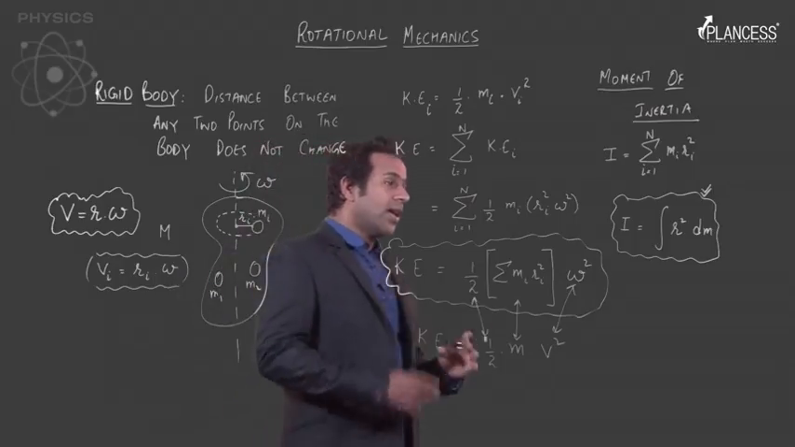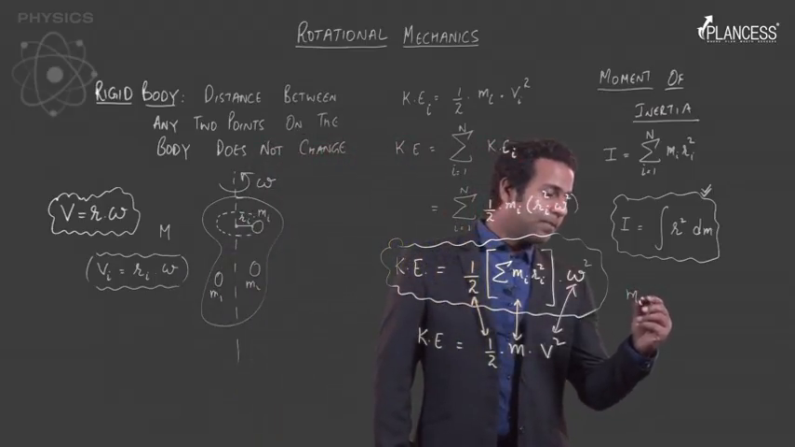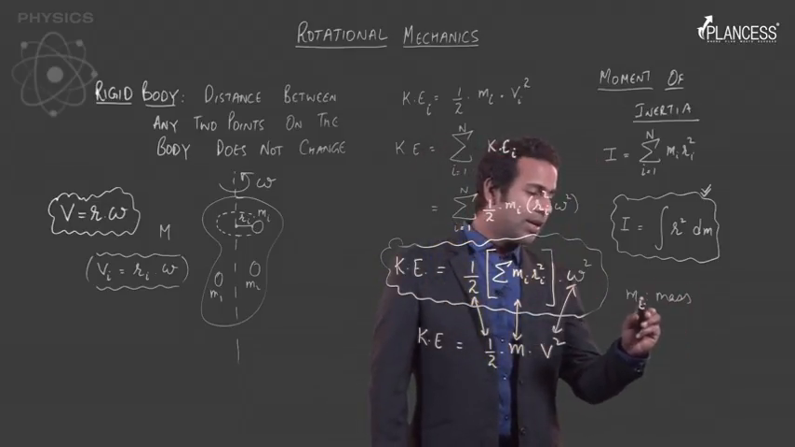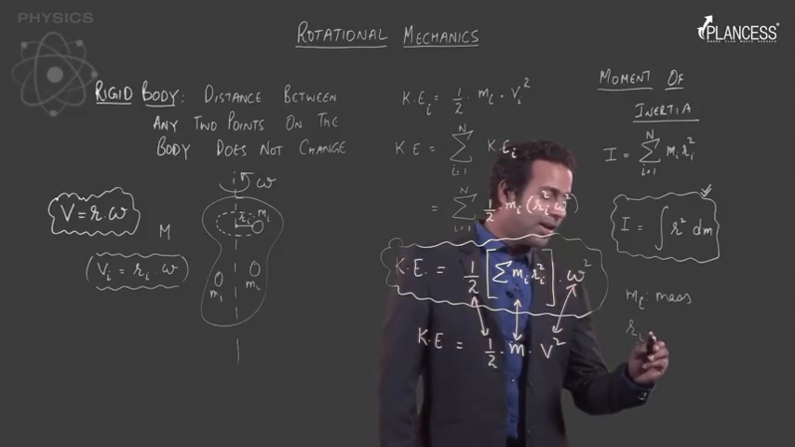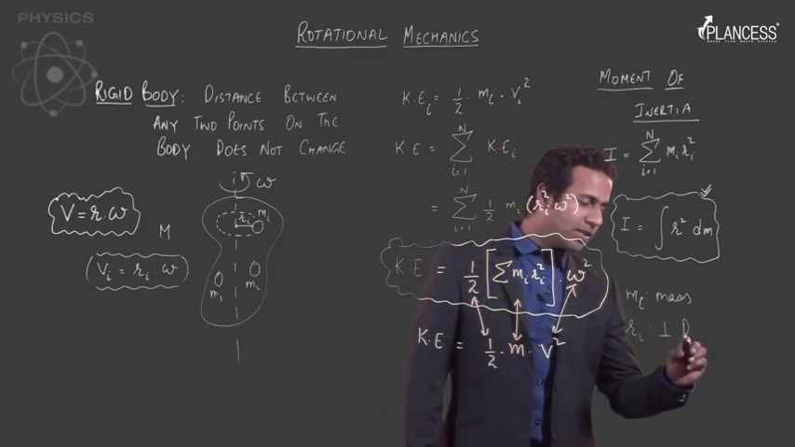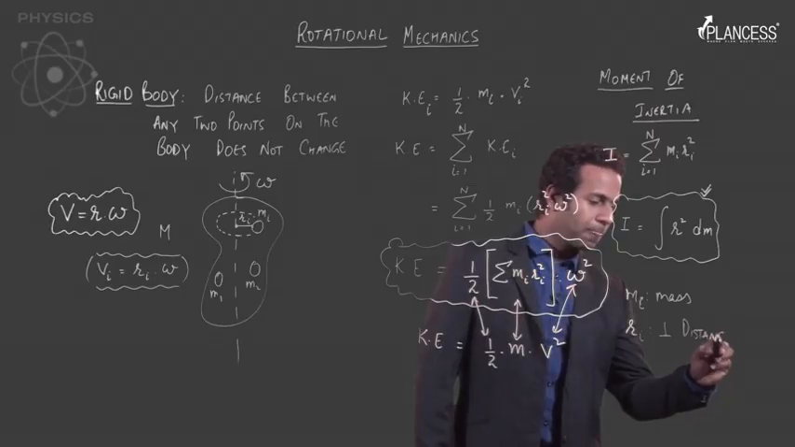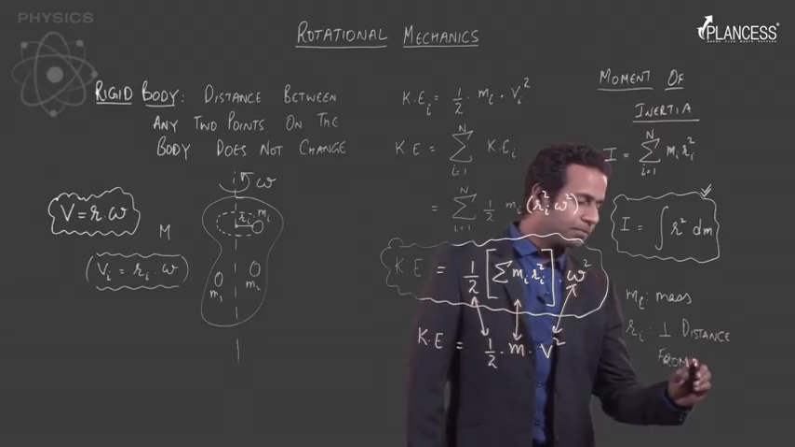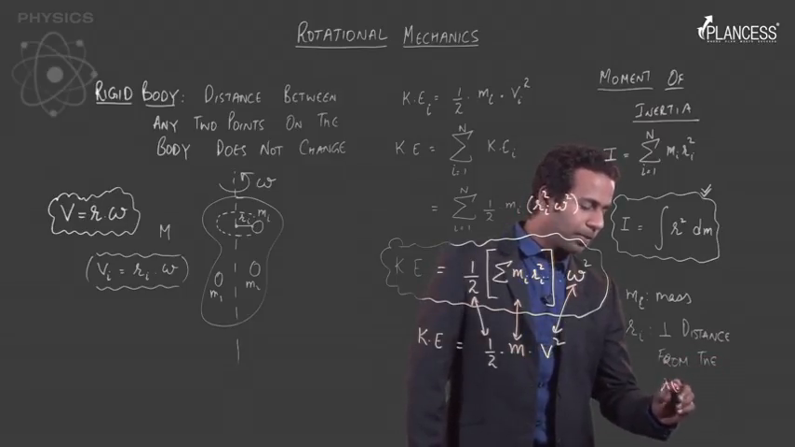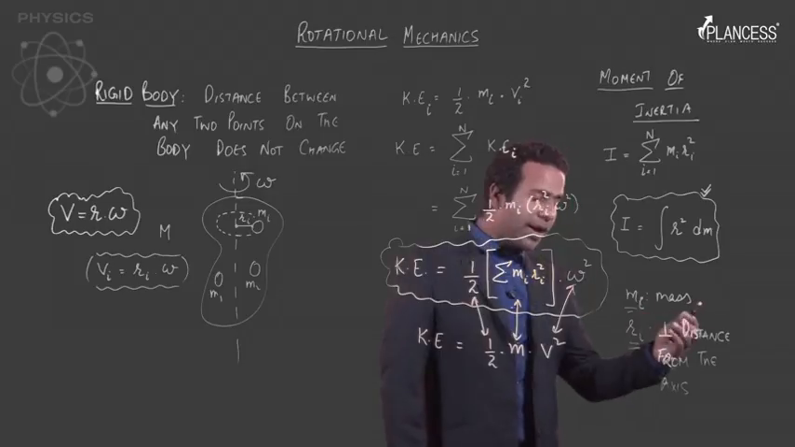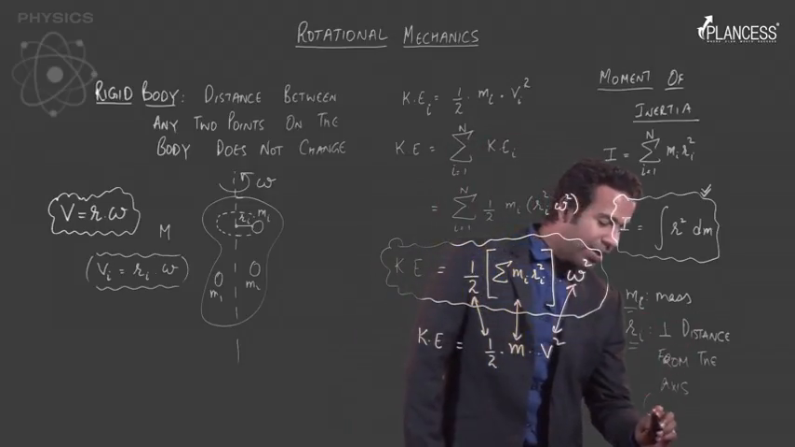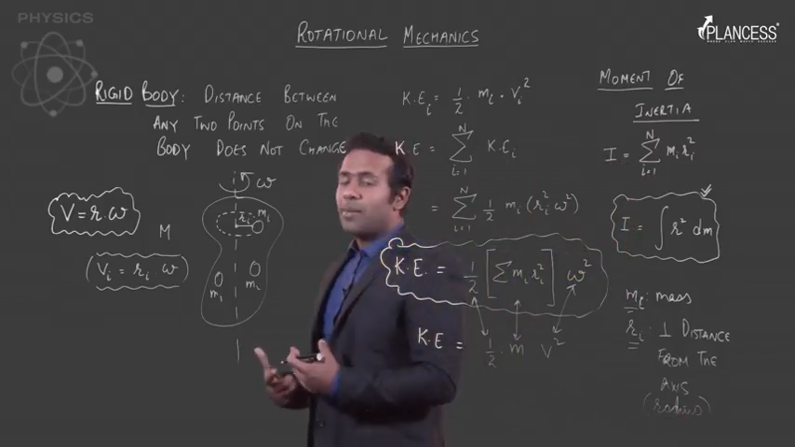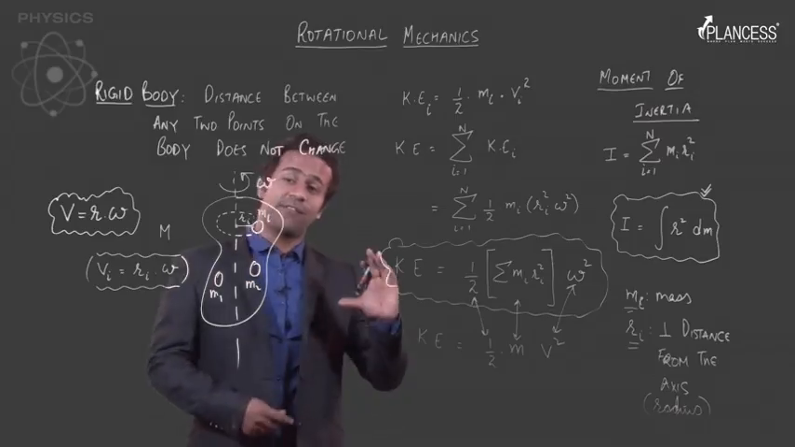Now here, mi is clearly the mass, right? There's no confusion about this. Notice that Ri is the perpendicular distance from the axis. And this perpendicular distance from the axis is nothing but the radius of rotation, right? It automatically becomes the radius of rotation if you spin something.